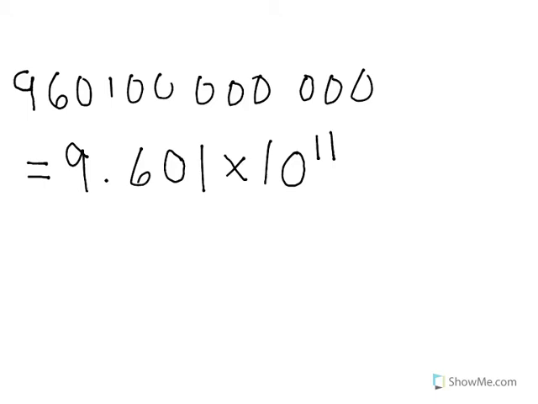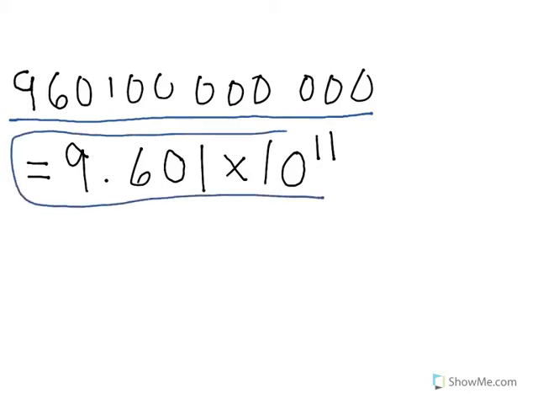Scientific notation is a way of taking big numbers, and by big numbers I mean numbers that take a lot of space to write down. So they could be actually very small numbers as well. But taking numbers that take up a lot of space and then writing them in a way that doesn't require so much space. So for example, here we have 960 billion 100 million.